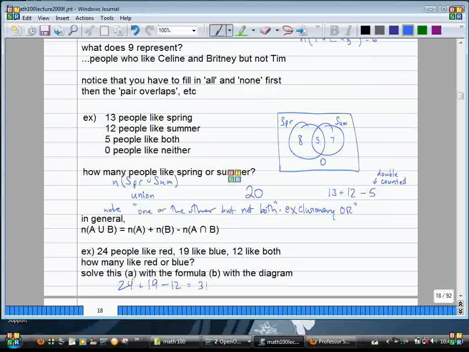And with the diagram as well, I'll sketch that in. What's the first thing that we fill in? The 12. Okay. And then what's left for the red? Red only, I should say. And what's left for the blue only? 7. And there you go. So alternately, you could just add those numbers up, and again, you get 31. Okay. You dig? Any questions?